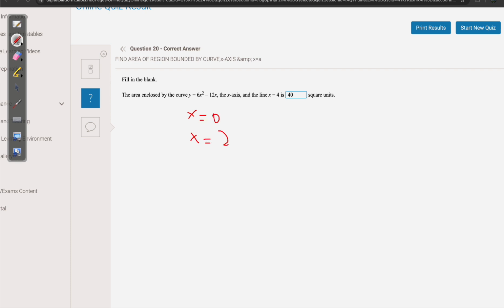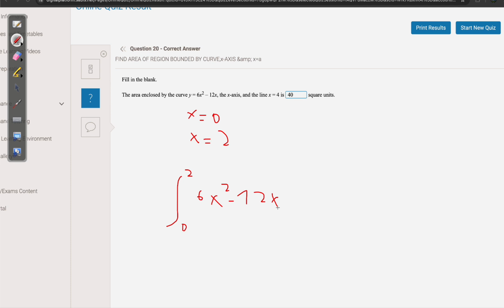Look, in my opinion, I would say do the integral separately, right? From 0 to 2, let's say. From 0 to 2, 6x squared minus 12x. Just plug it into the calculator. So 6x squared minus 12x, which will give you negative 8.